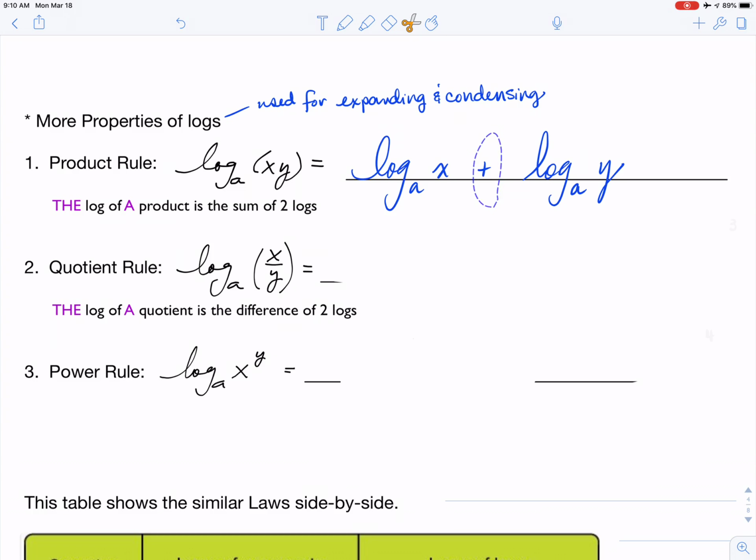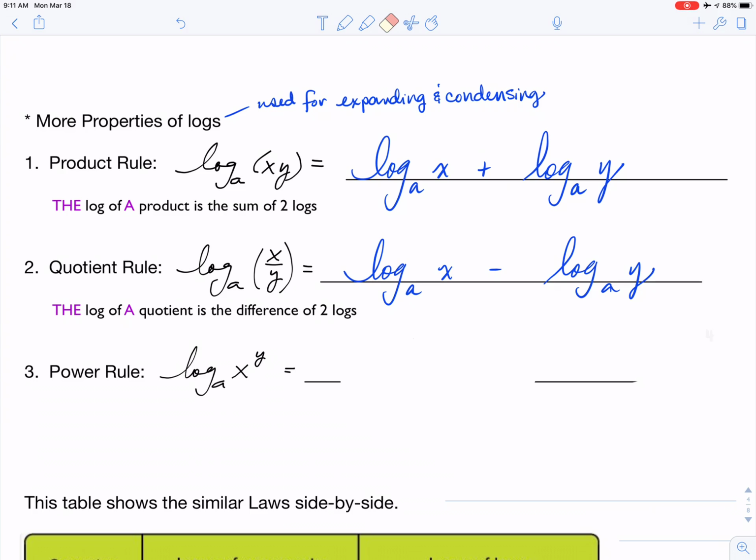The rule number two, the quotient rule, this is going to be very similar. Notice that I have the log of a quotient. And so here we've got the log of a quotient is going to end up being the difference. We know that difference means to subtract, the difference of two logs.